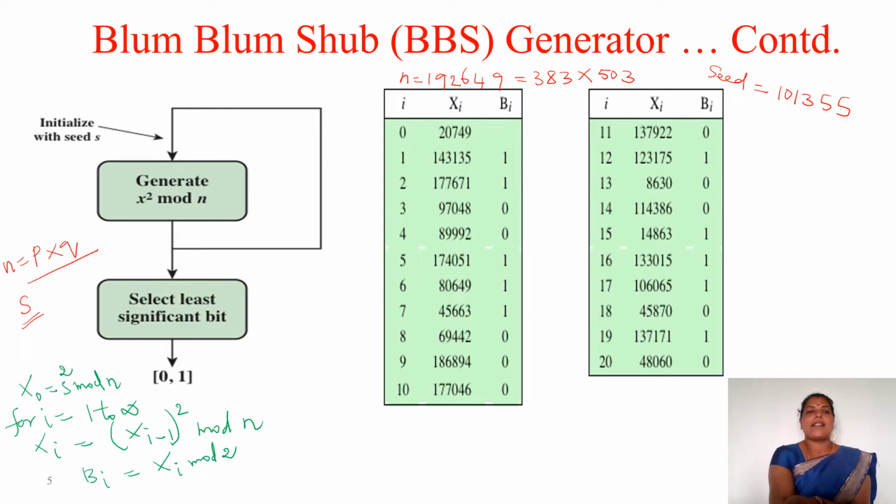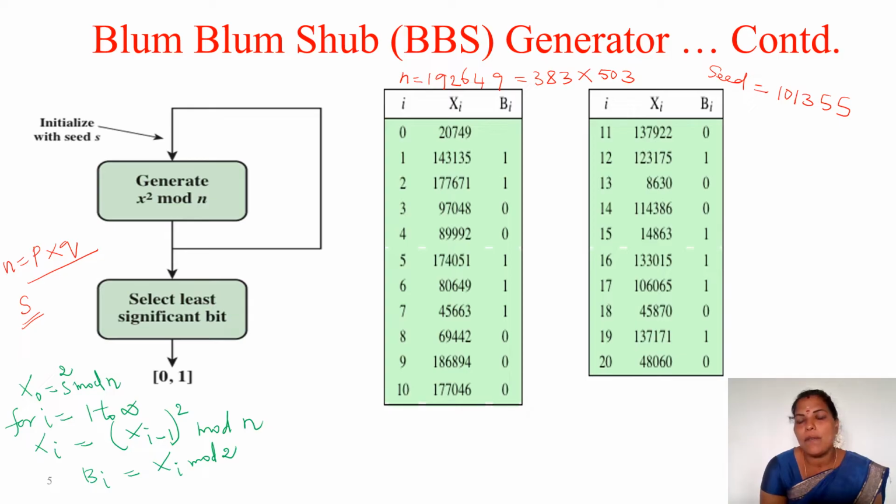This is the algorithm to generate a pseudo random number using the Blum-Blum-Shub pseudo random bit generator. Here n equals P times Q, where P and Q are large prime numbers, and S is the seed value. We generate x0, the initial value, equal to s square mod n. Then for i equal to 1 to infinity, xi equals the previous x value squared mod n, and bi equals xi mod 2.